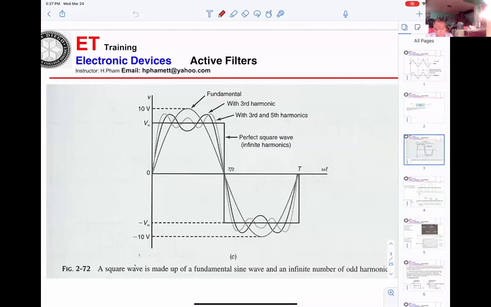Okay, so today we will start with the next chapter, that will be active filter. And now you can see what's going on here. A square wave is made up of a fundamental sine wave and an infinite number of odd harmonics.